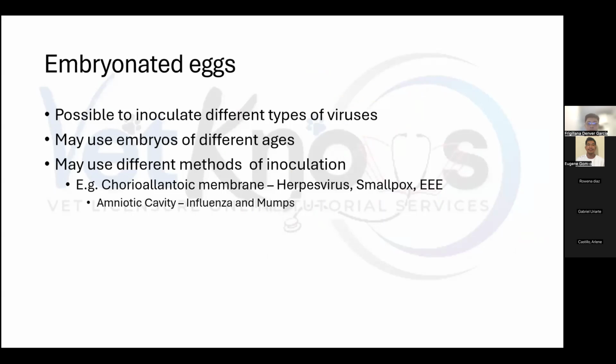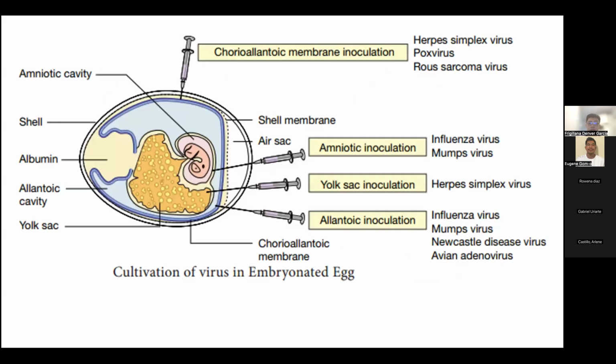For example, we have the chorioallantoic membrane, and this will support the growth and occupancy changes. If herpes viruses, smallpox, Eastern equine encephalitis virus ang gagamitin natin. Amniotic cavity, influenza, and mumps, mga pwedeng viruses na mag-grow dyan. So this is a summary kung saan sila i-inoculate, tapos kung saan kayo makakita ng changes or cytopathic effects.